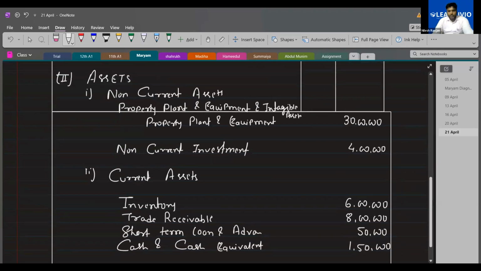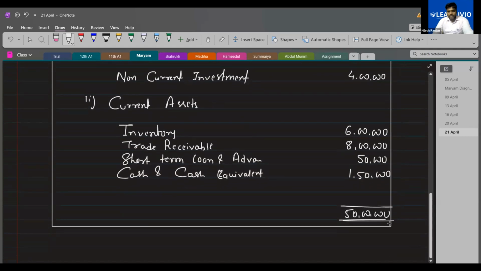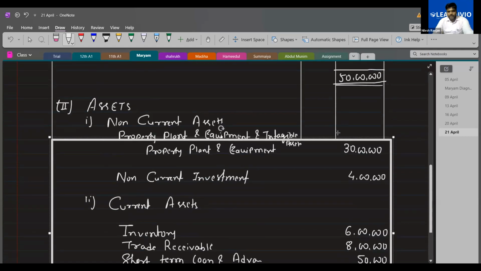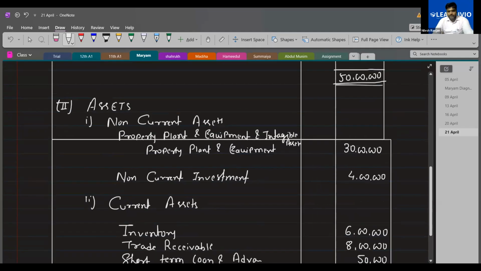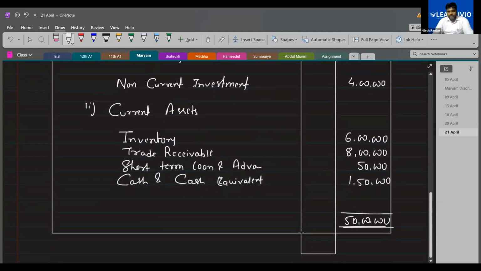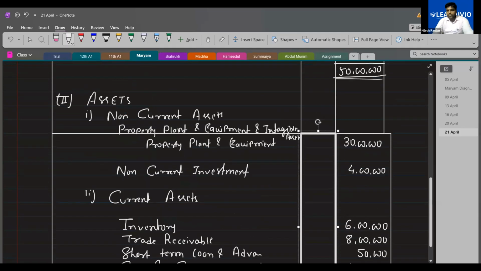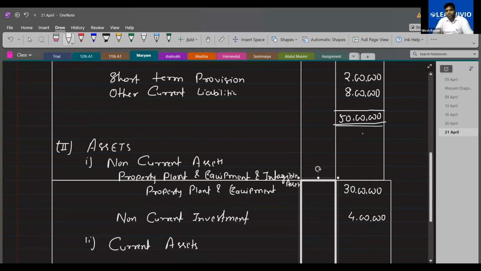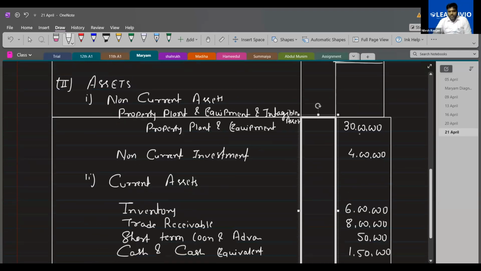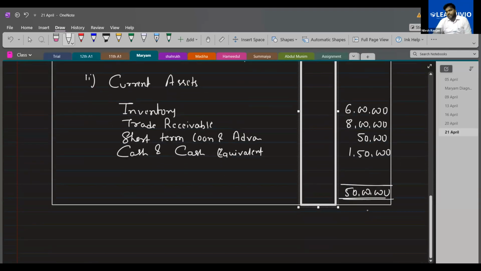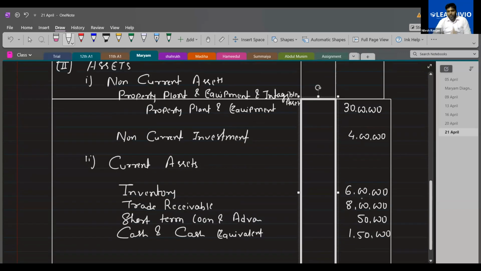Actually, our format is very short. So we calculated all this and we got 50 lakh. We have calculated the total on both sides, and both sides should match. This is the concept of balance sheet, that asset and liability should match. So from the liability side, there is a total of 50 lakh. On the asset side, there is a total of 50 lakh. Clear?